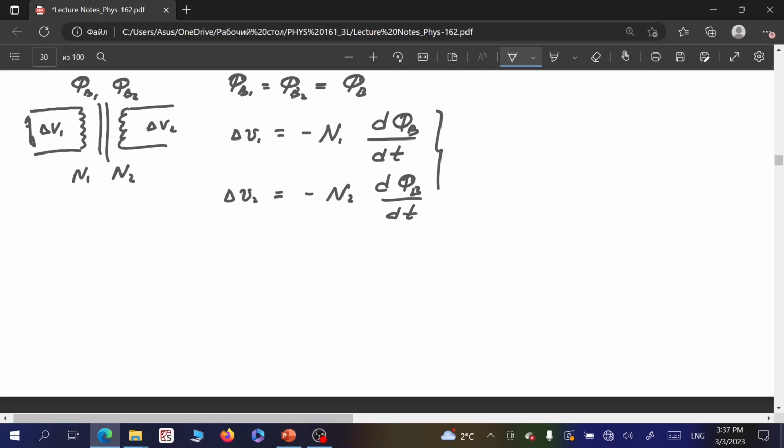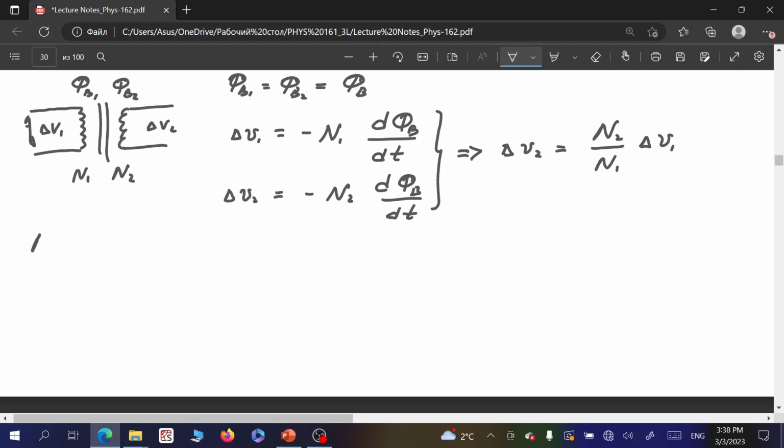So from here, we can write that delta V2 is equal to N2 over N1 times delta V1. So we see the relationship between the number of turns for the first and second, like primary and secondary coil, and the resultant potential difference at the terminals of the secondary coil if the potential difference at the primary coil is given.